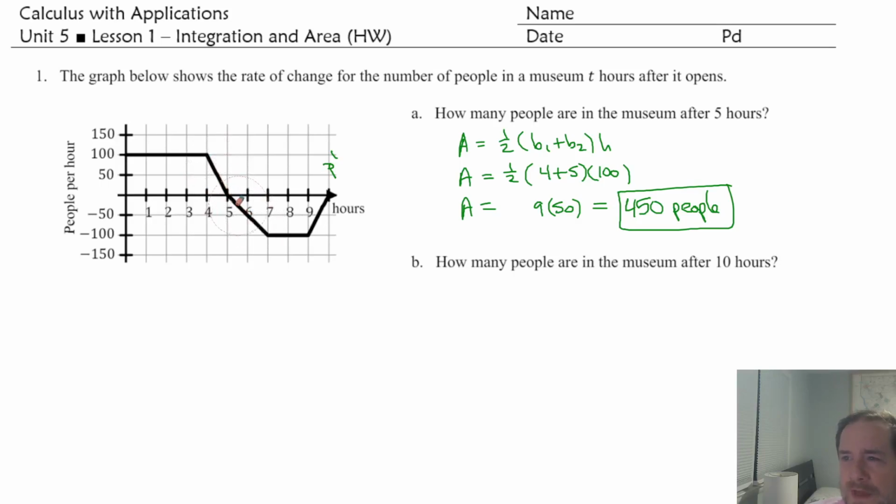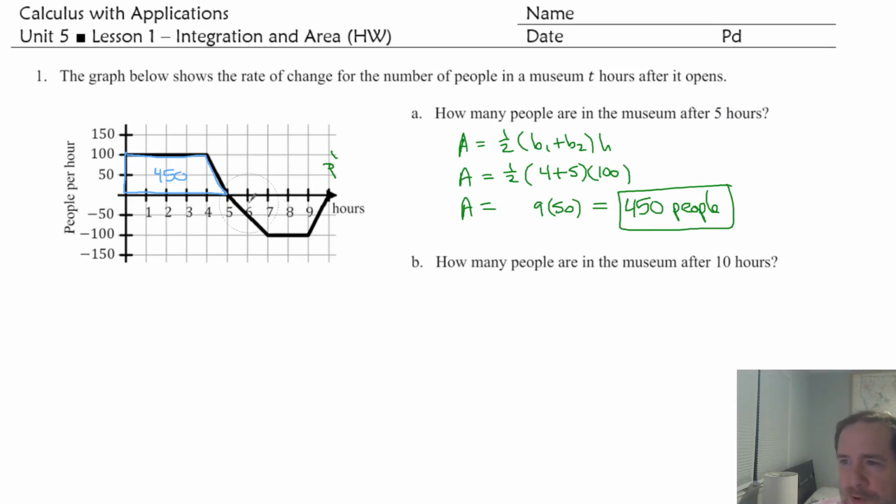And then now you've got more people leaving than entering. So now the number of people in the museum starts to decrease. But it says how many people in the museum after 10. We just want the whole thing. And just remember that that area that we found in the last part, that's positive because it's above the x-axis. But we can go ahead and use our previous answer. We already know that this whole chunk is 450.